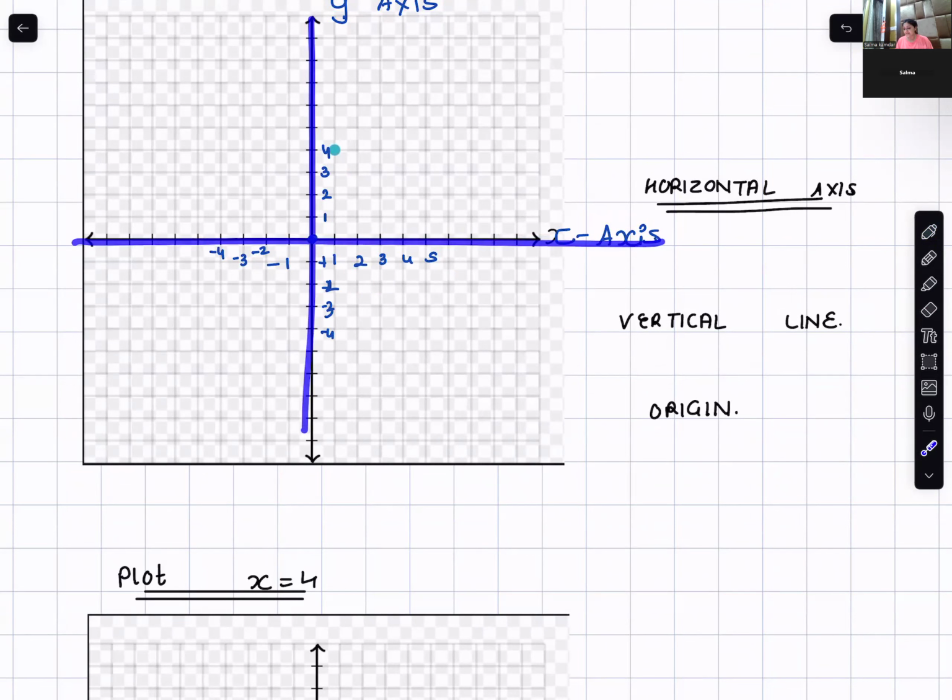So a graph with 2 dimensions is the Cartesian plane, horizontal line x-axis, vertical line y-axis. The x-axis and y-axis meet at a point called the origin, and the origin is 0. The coordinates of the origin would be 0 and 0. That is, the x coordinate would be 0 and the y coordinate would also be 0.